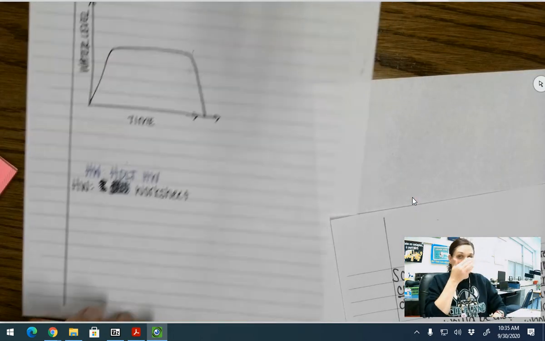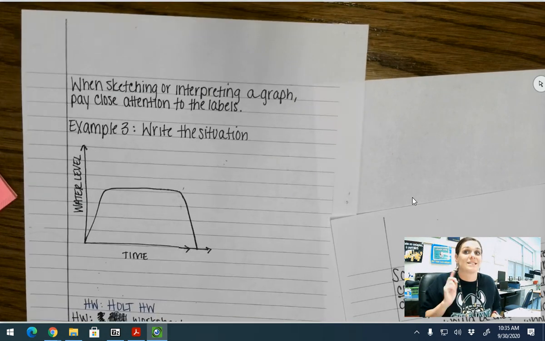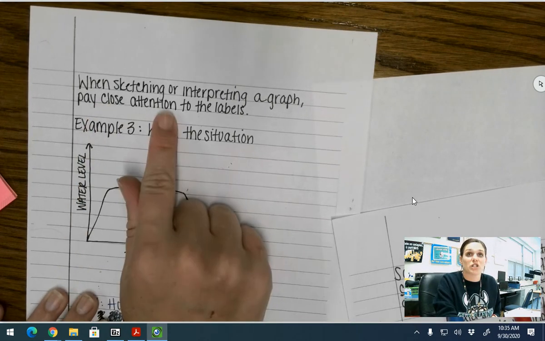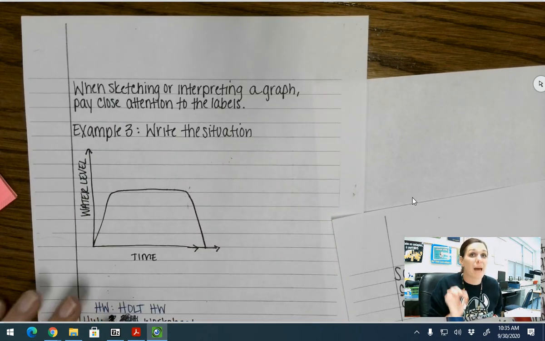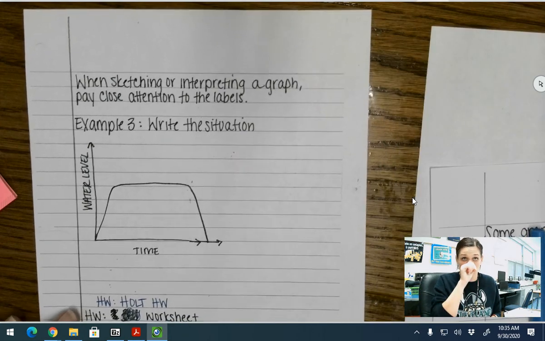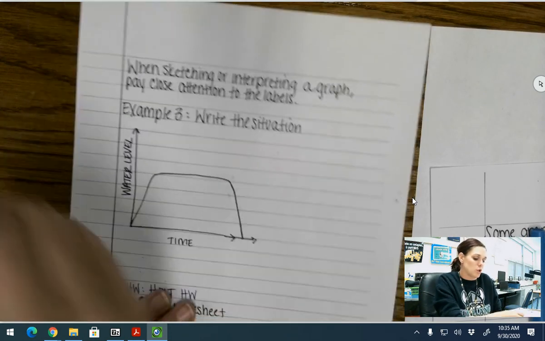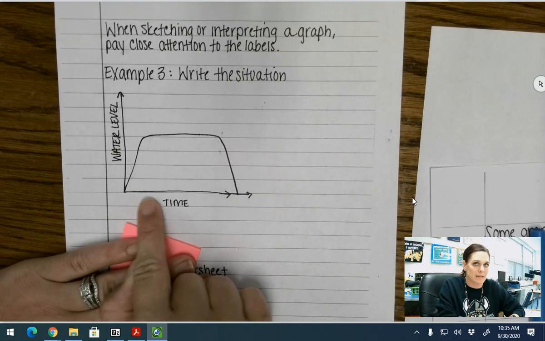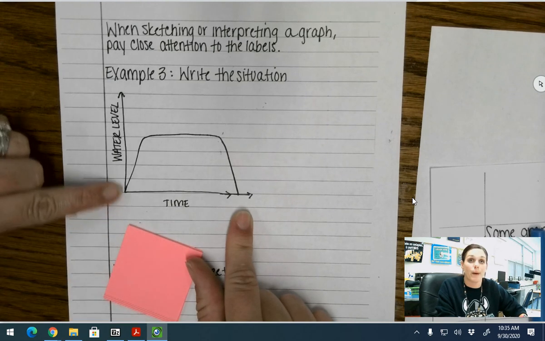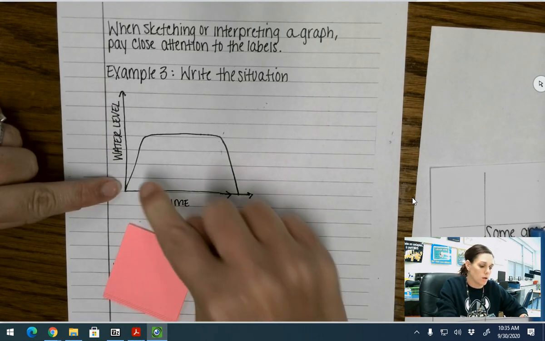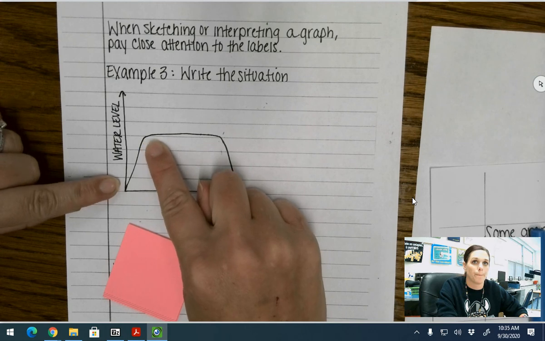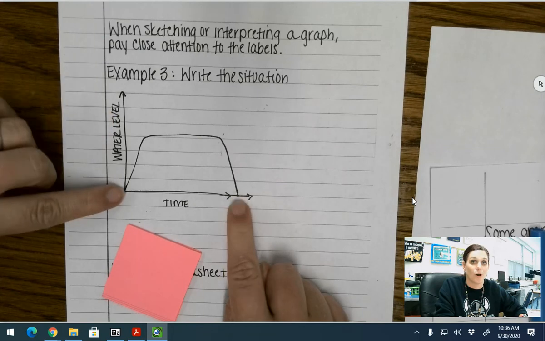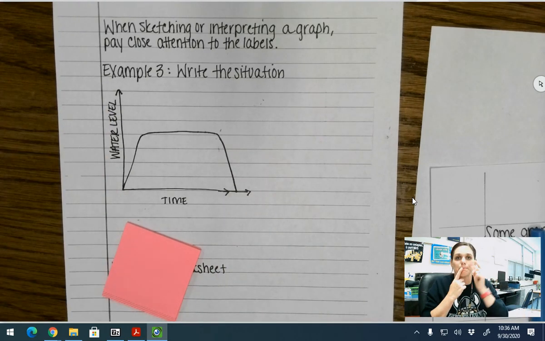All right, so now for our last component, sketching or writing your own story to the sketch. So it says, when sketching or interpreting a graph, pay close attention to the labels. So here we are writing the situation. All right, so let's take a look at this. As time passes, this is my water level. So my water level goes up, stays here, comes down. But notice it's all the way at 0 when it starts and ends.